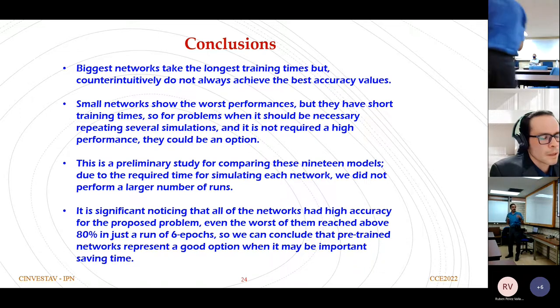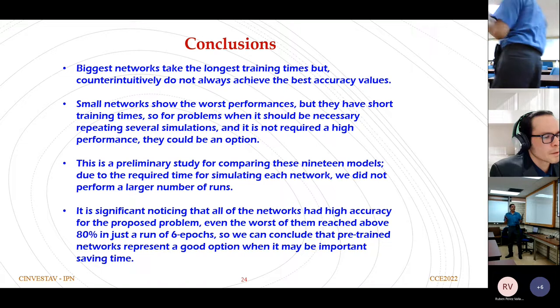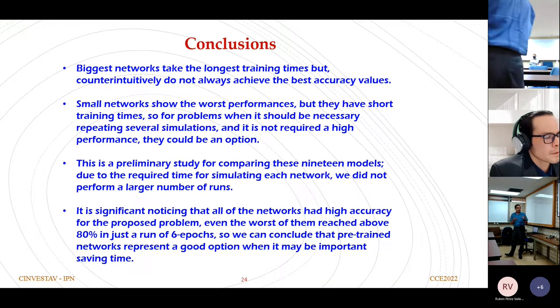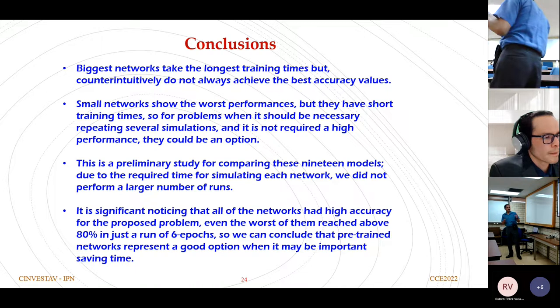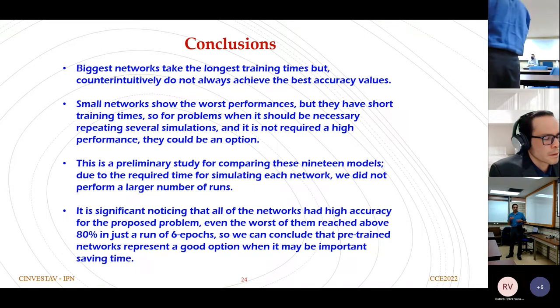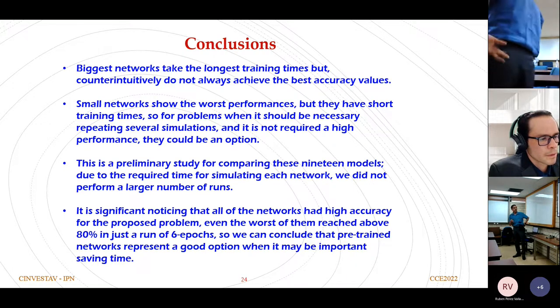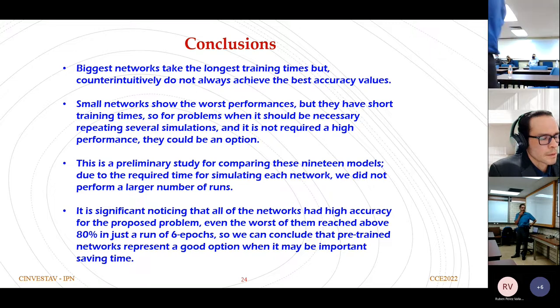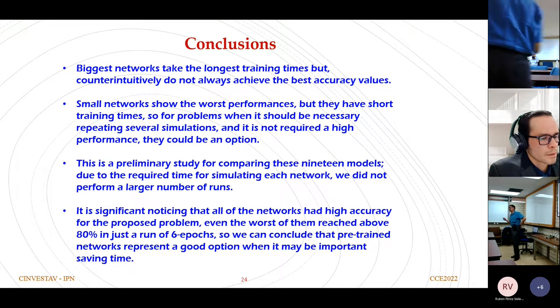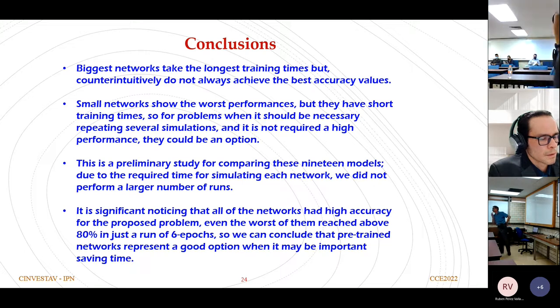All of this work is a preliminary study for comparing these 19 models. Due to the time required for simulating each network, we did not perform a larger number of runs. It is significant to notice that all of the networks had high accuracy, even the worst cases were in the range of 18%. So we conclude that pre-trained networks are a good option when it is important to save time. Okay, I conclude with this.